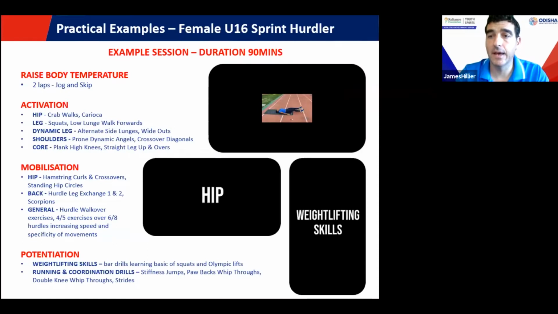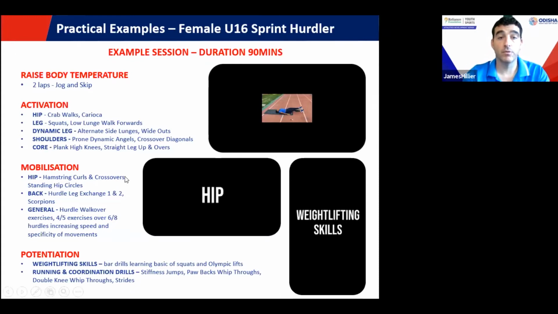So I think you can see there from the exercises that they were dynamic in nature. There wasn't any static stretching or anything like that in there. It was very, very dynamic in nature. So lots of full body movement. So even though the crab walks and the cariokas were focusing on the hip, there was other stuff being worked as well. The legs, the dynamic legs, the shoulders, the core, there's lots of good movement going on.